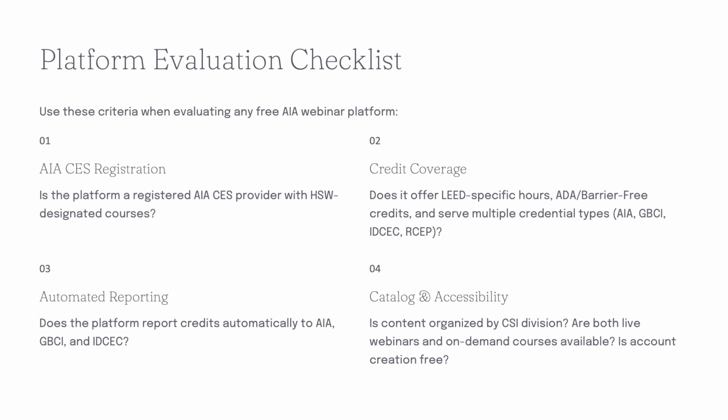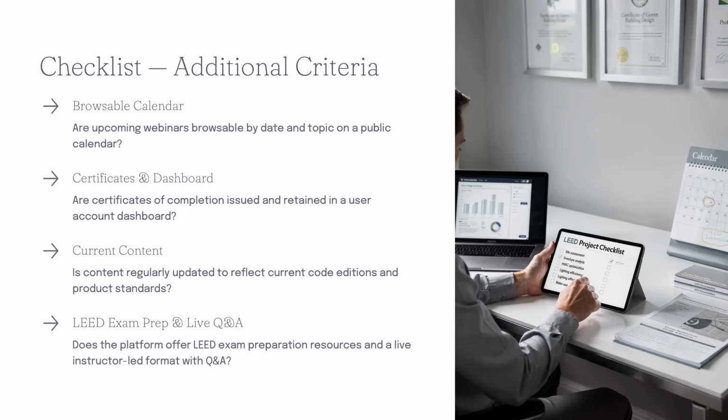Are ADA barrier-free credits available for Texas and California license renewal? Does the platform report credits automatically to AIA, GBCI, and IDCEC? Is the course catalog organized by CSI division or subject matter for efficient browsing? Are both live scheduled webinars and self-paced on-demand courses available? Are upcoming webinars browsable by date and topic on a public calendar?